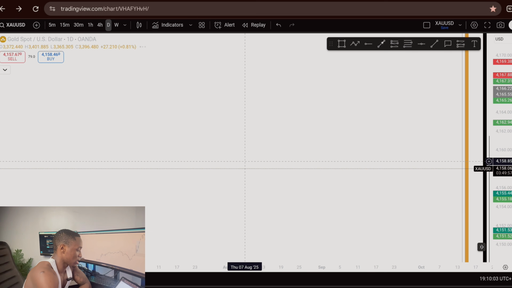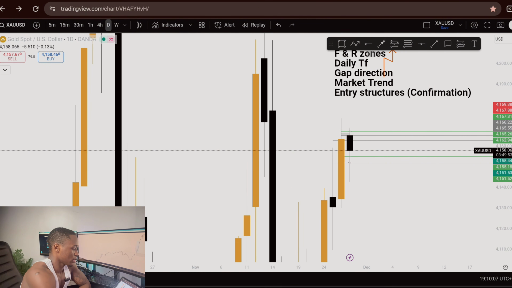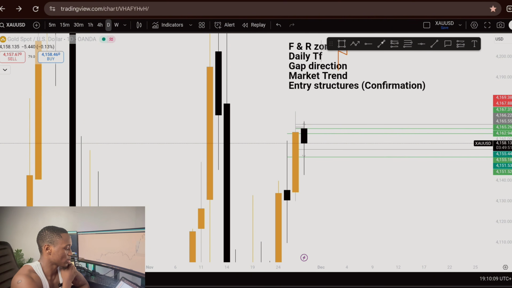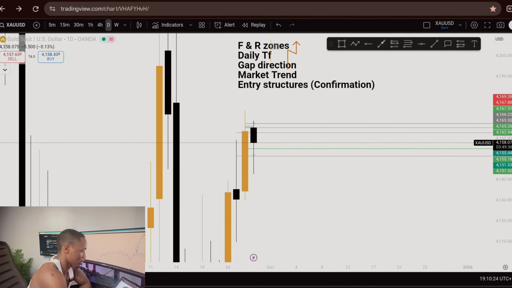If you go to the daily time frame, remember we said first off was the daily time frame. So this was the structure that the market was printing. Remember, I told you that I was expecting more sells today. So this was the structure the market was printing on the daily time frame. You see how the previous candle closed. Let me use this too. So you see how the previous day candle closed. This is it here.